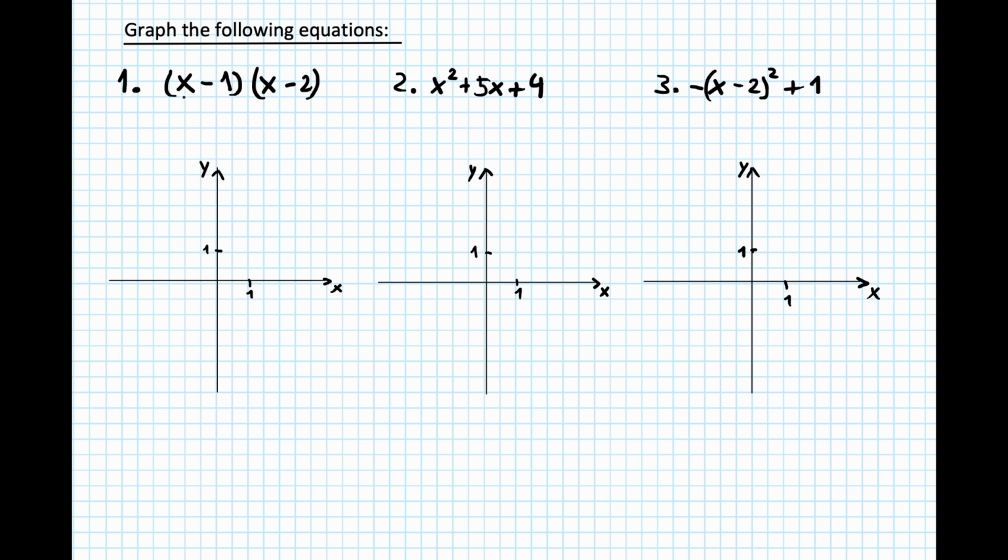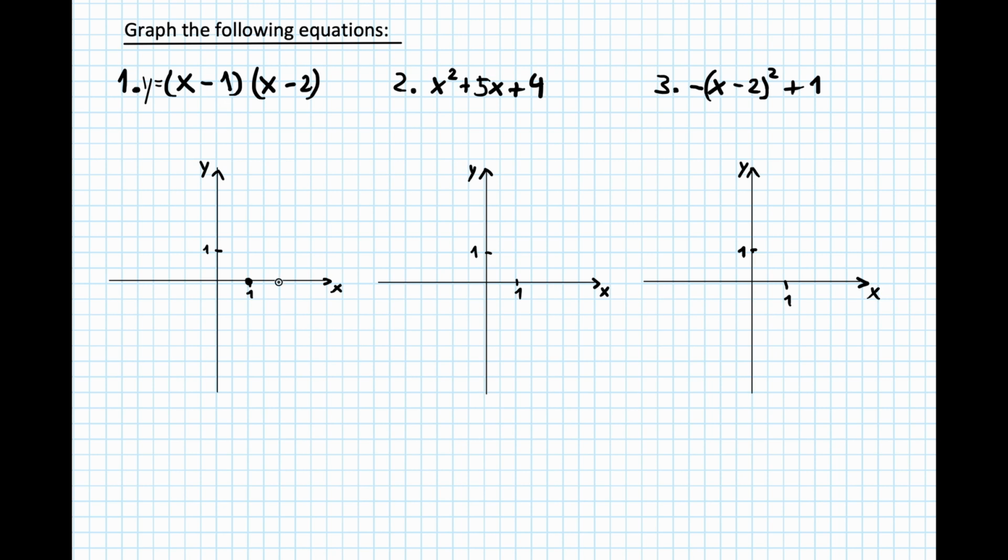So here, what does x have to be for this whole term to be 0? Because if we want, I forgot the y here. So if y is 0, which means it's somewhere on the x-axis, what does x have to be? Well, if we plug in 1 for x, this term here will be 0, and 0 times something is 0. So at 1, we will have y equals 0. And if we plug in 2 for x, this term will be 0, so then y is also 0.